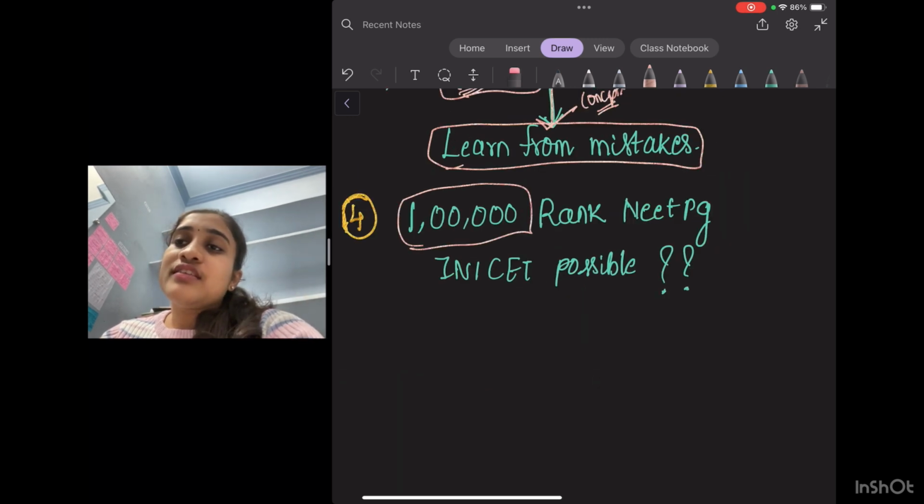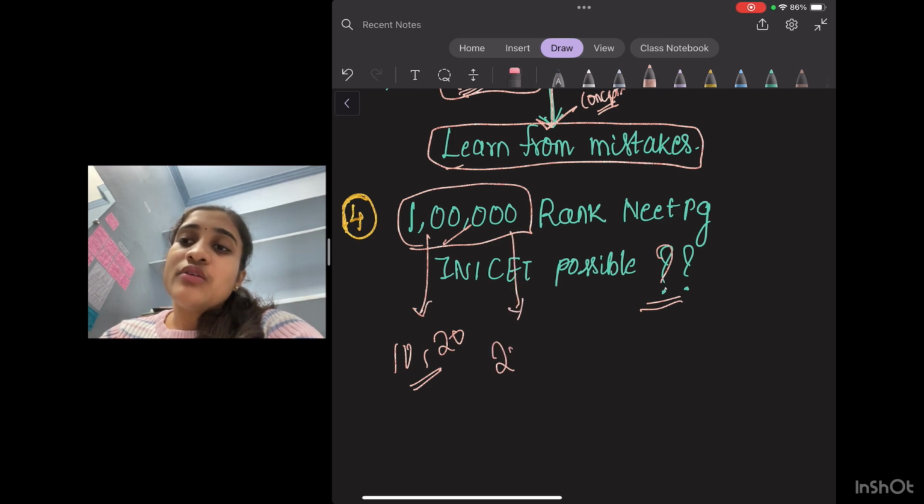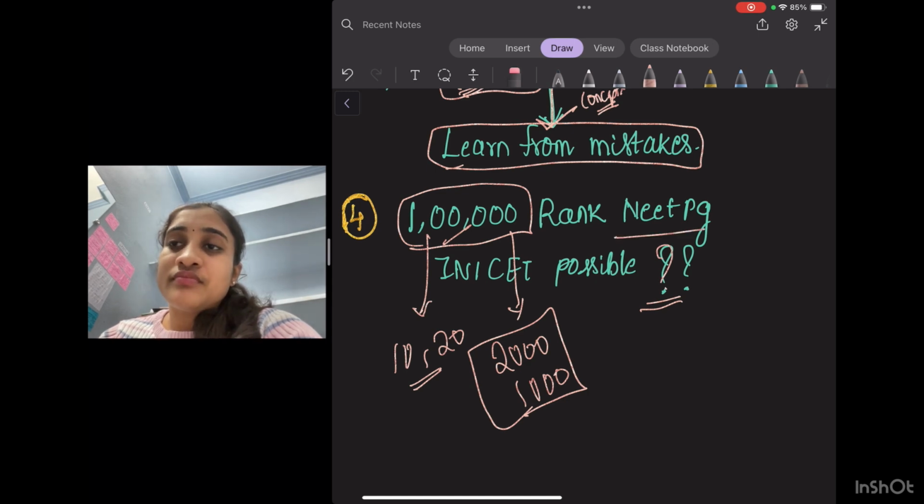If your rank in NEET PG is 1 lakh or above that, is it possible to crack INI-CET? This is the most common question, guys. I won't say that you will get AIR 10 or AIR 20, but it is possible to get 2000 or 1000 if you do it in a proper way. Compared to May INI-CET, November INI-CET is on the easier side, maybe. Also, the competition is very less, so try it. Even if you get a 2000 rank, it is a very big achievement.